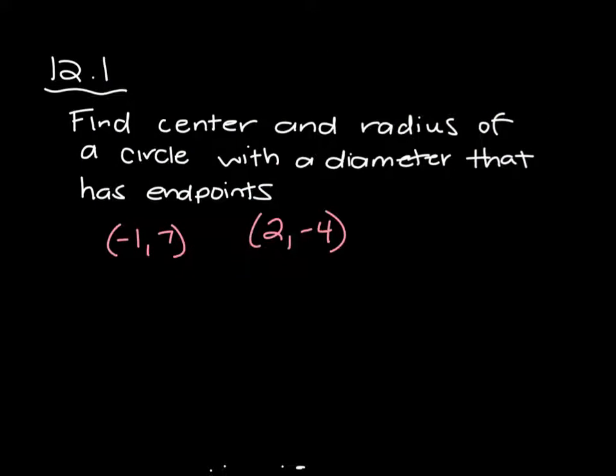Okay, then we got into 12. So all that stuff was on your quiz, and then all this stuff is the stuff since your quiz. These are all your conics. The only thing from 12.1 is this. Find the center and the radius of a circle with a diameter that has the given endpoints.